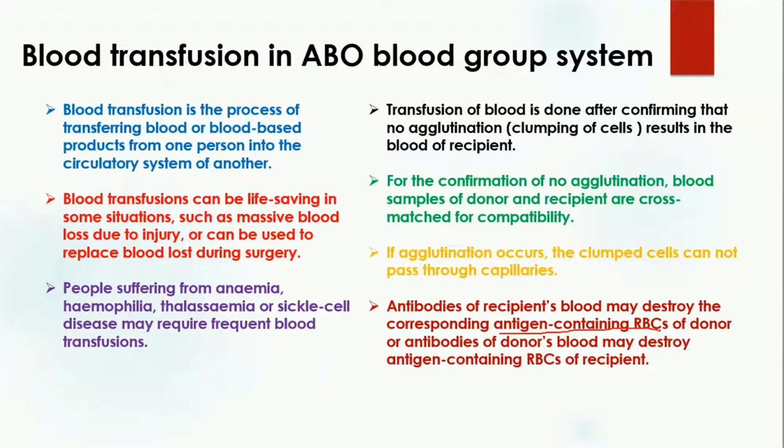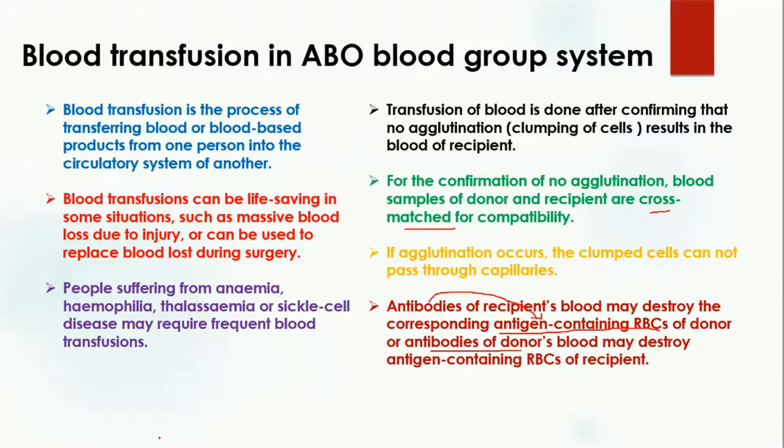The second importance of cross matching is this: if you have given blood of the donor to a recipient which are not compatible with each other, what will happen? The recipient's antibodies are going to attack the red blood cells, because they are going to take the antigens of the red blood cells as foreign material, or the donor's antibodies are going to attack the recipient's cells. It works both ways.